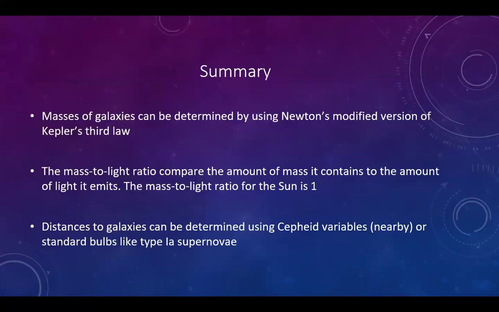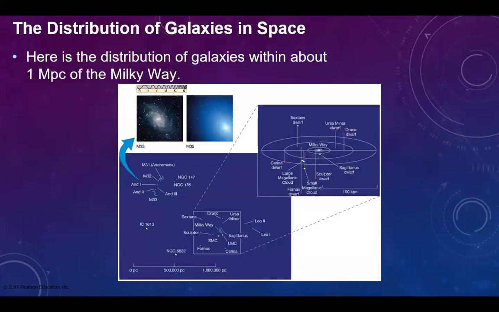So the masses of galaxies can be determined by using Newton's modified version of Kepler's third law. The mass to light ratio compares the amount of mass a galaxy contains to the amount of light it emits. The mass to light ratio for the sun is 1. And the distances to galaxies can be determined using Cepheid variable stars for nearby galaxies, or standard candles like type 1a supernovae.